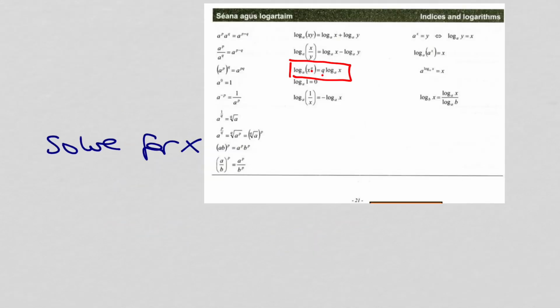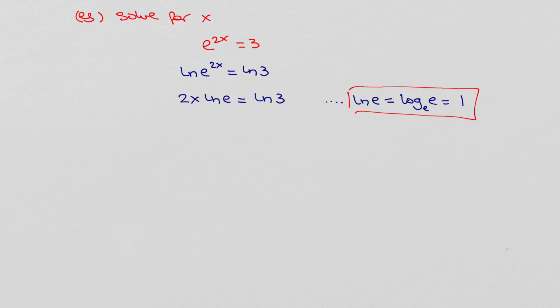So again, if we go back to our log rules and we see this one here, log of any base to the same base equals x, because obviously if I bring down the power of x, I have x times 1. So that leaves us then with 2x times 1 equals natural log of 3, and therefore x equals natural log of 3 divided by 2. So again, using our calculators, and we get our answer correct to 2 decimal places, we get x equals 0.55.